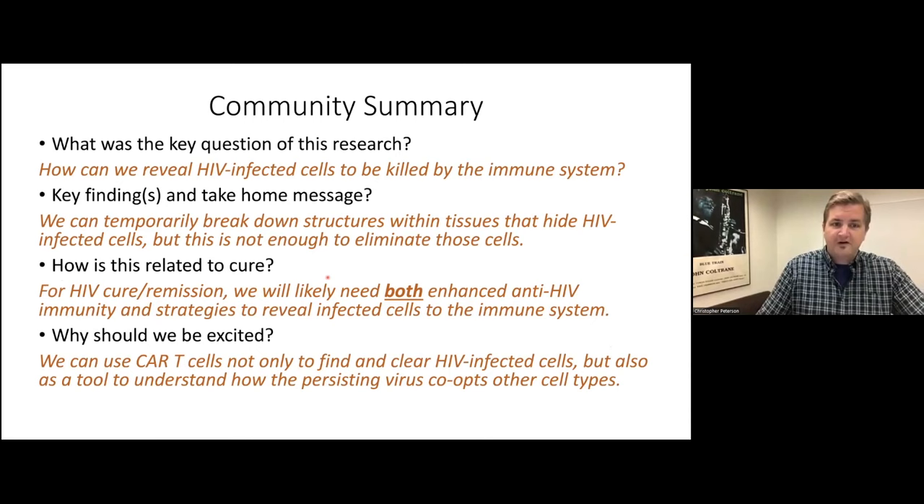So, for the community summary, I think what we wanted to do here was try and reveal HIV-infected cells to the immune system. We were trying to break up these tissue sites where those HIV-infected cells hide out and see if that was enough to have those cells eliminated by the existing antiviral immune system. And that did not seem to be the case. How this is related to cure is that I think this teaches us the lesson that we're going to need to not only reveal those cells to the immune system, but make the immune system better at seeing them and clearing them. So we're interested in working on both of those angles in our preclinical model.